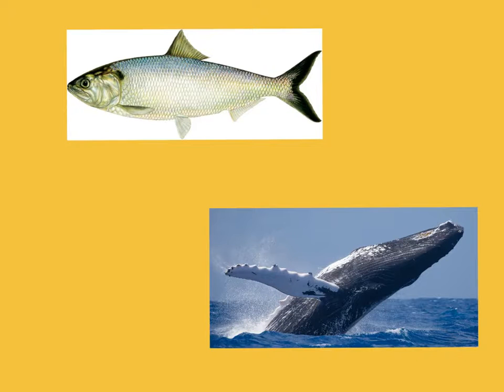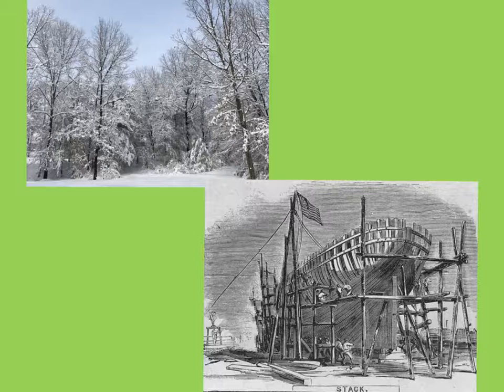They traded fish, whale products, ships, timber products, furs, maple syrup, copper, livestock products, and horses. They did this so that they could trade what they have to get what they need.